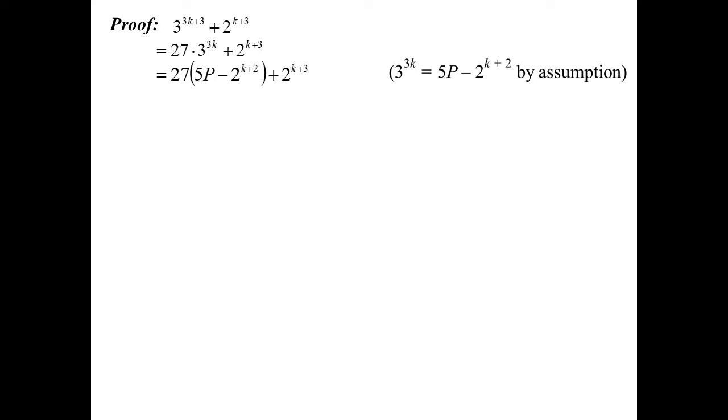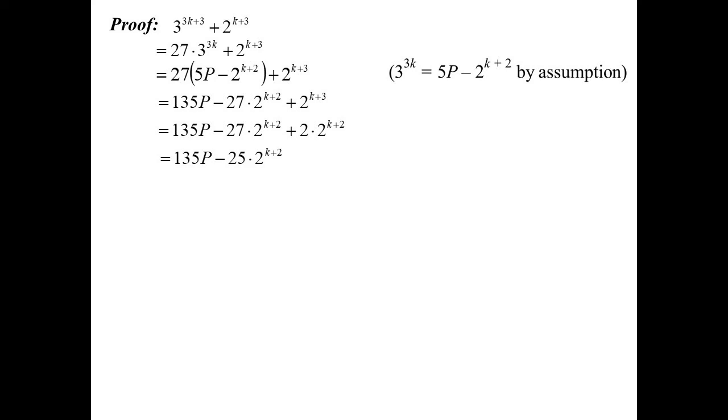Now I've got to play with this, and hopefully we can pull out 5 as a common factor. So 135p minus 27 lots of 2 to the power of k plus 2, but then I've got 2 to the power of k plus 3. Well, 2 to the power of k plus 3 I could rewrite as 2 times 2 to the power of k plus 2. I can now pull these 2 to the power of k plus 2's together. And I've got negative 27 plus 2, negative 25. Excellent. I've now got a common factor of 5.